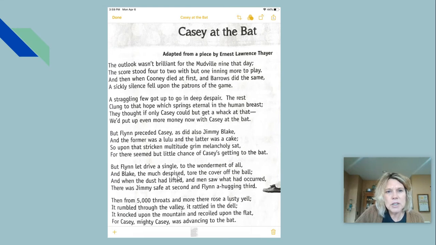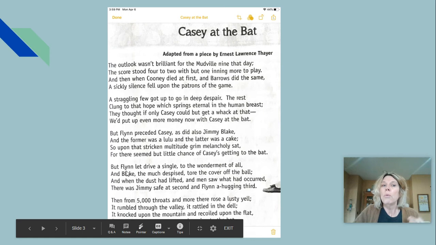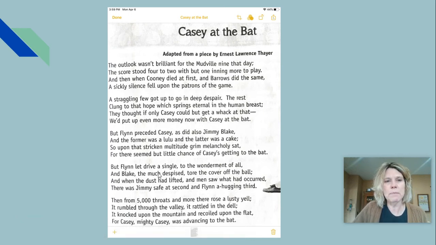And Blake, the much despised, tore the cover off the ball. So Blake, the team didn't really like him. The fans don't really like him. That's why "the much despised" is in there. He got up to bat and he tore the cover off the ball. He blew it further out into the outfield. He didn't literally tear the cover off the ball. Okay, so a hyperbole is saying he really hit that ball pretty far.